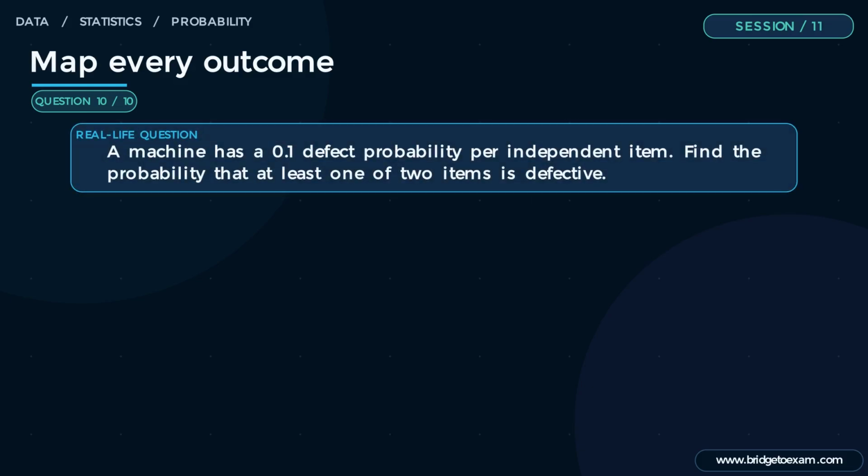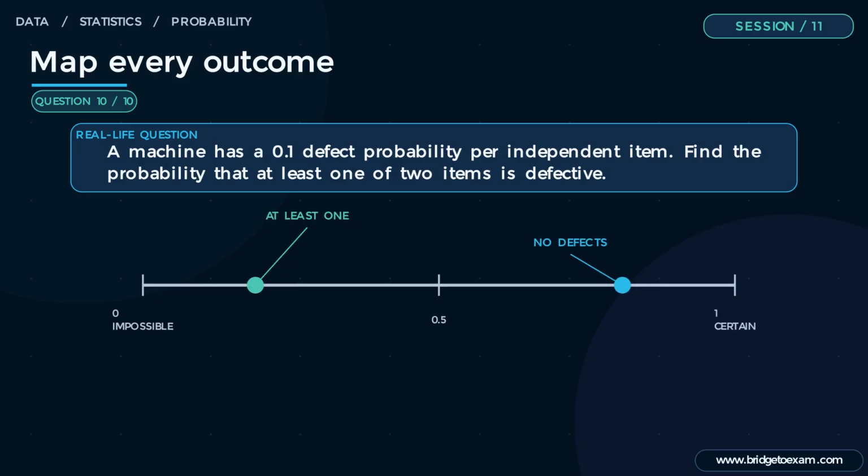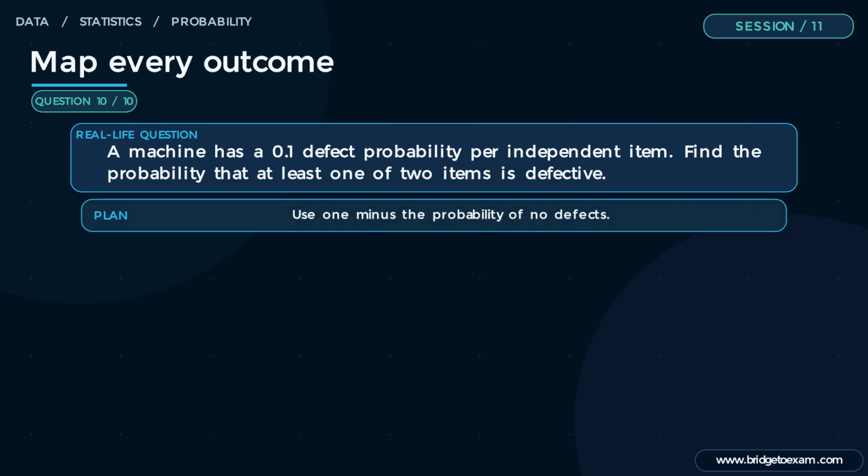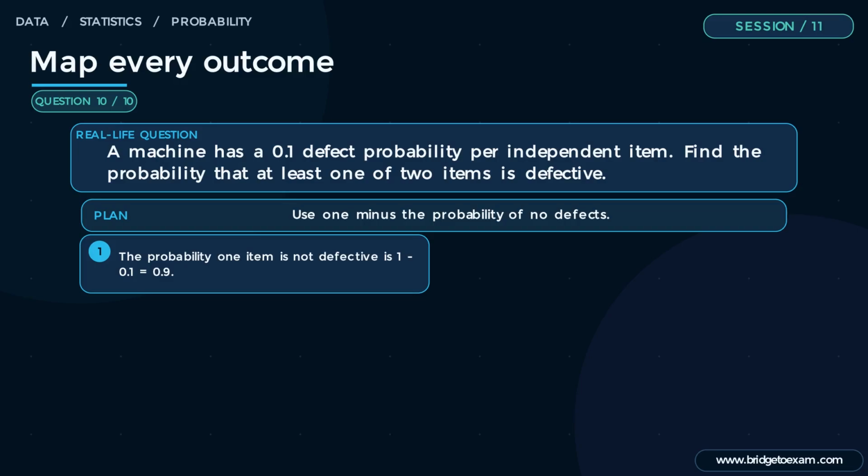Example 10. A machine has a 0.1 defect probability per independent item. Find the probability that at least one of 2 items is defective. The probability scale locates the result between impossible and certain. Plan. Use 1 minus the probability of no defects. Step 1. The probability one item is not defective is 1 minus 0.1 equals 0.9.